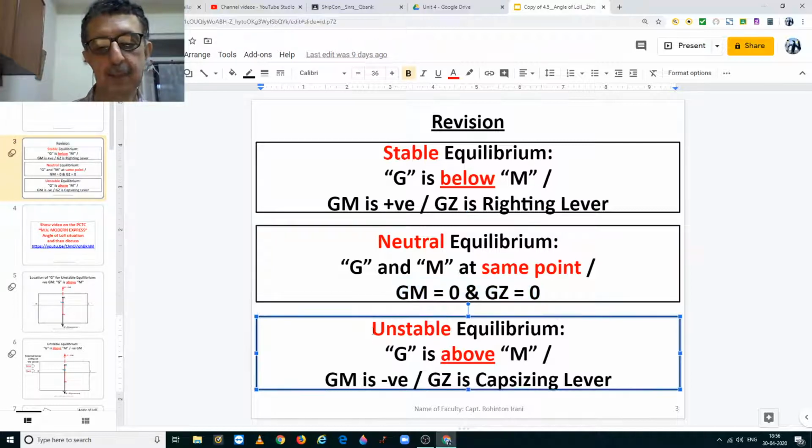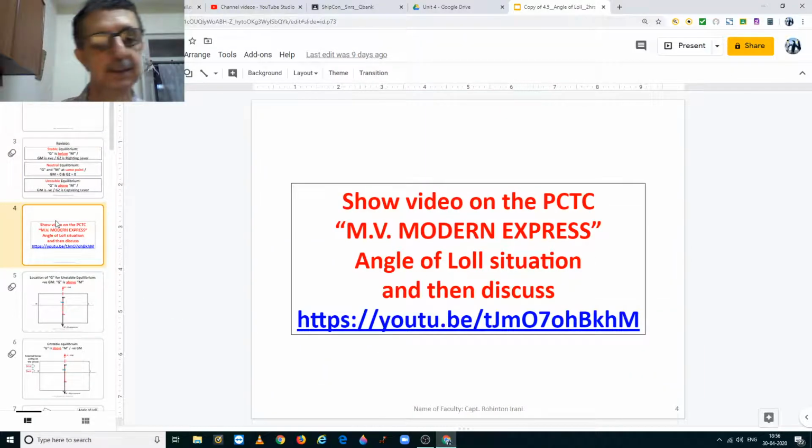In unstable equilibrium, the center of gravity is above the metacenter, and in this case the GM is considered to be negative. That is, the ship now has a capsizing lever. Now in this next slide, I want you to go to this link and see the modern express at the angle of loll, and thereafter we will continue with the lecture.